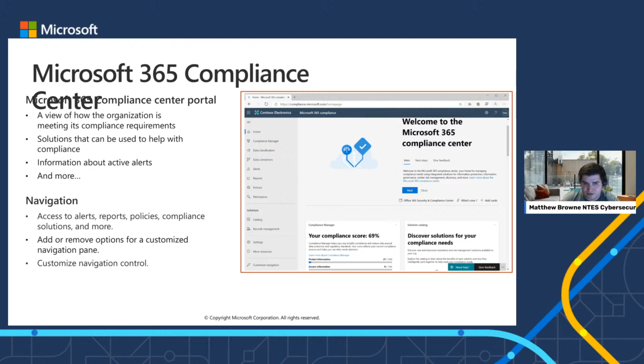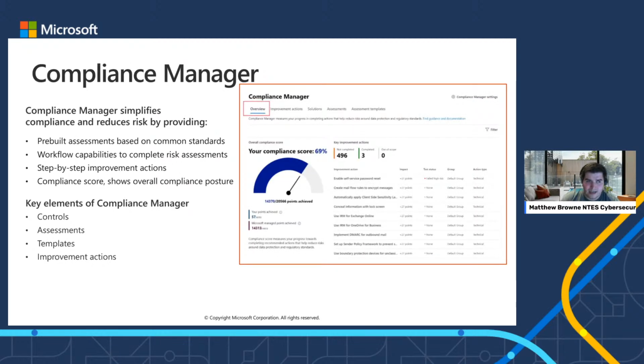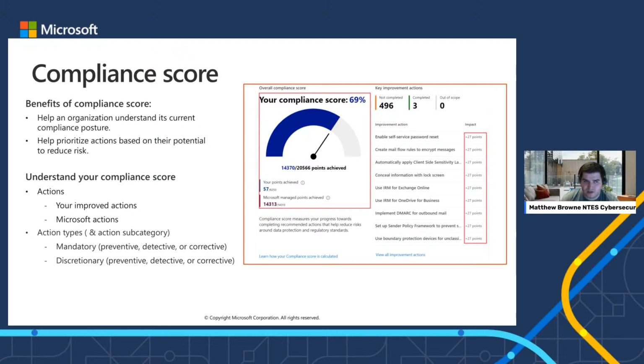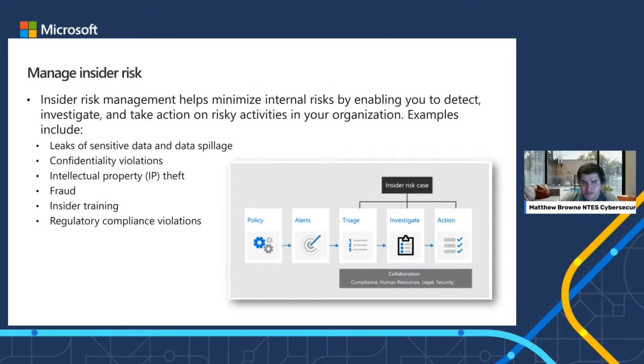365 Compliance Center, as I said, it's in there. The Compliance Manager with the secure score, we have that there. The types of assessments, templates, how you can improve it, all that kind of good stuff. Here's an example of what your secure score might look like. You'll have mandatory and discretionary reports available to you after you run that, and it'll tell you where you need to work on. Insider risk is something the MS900 focuses on.